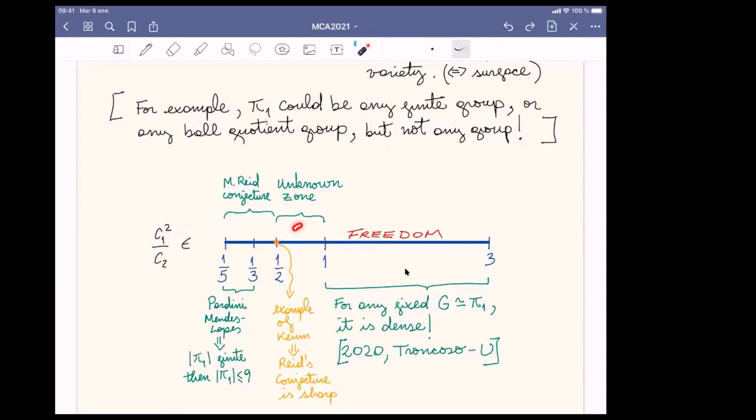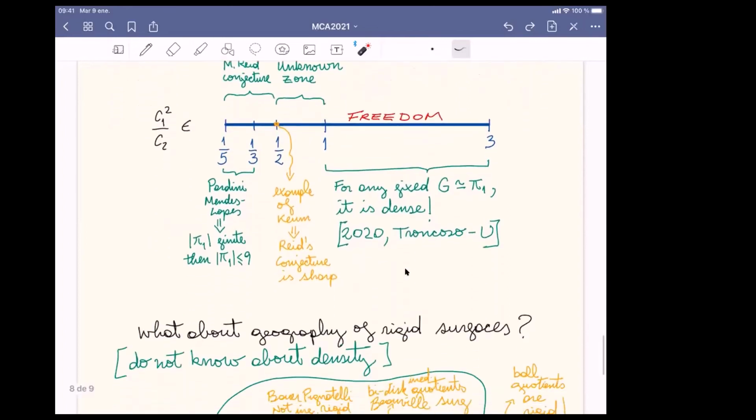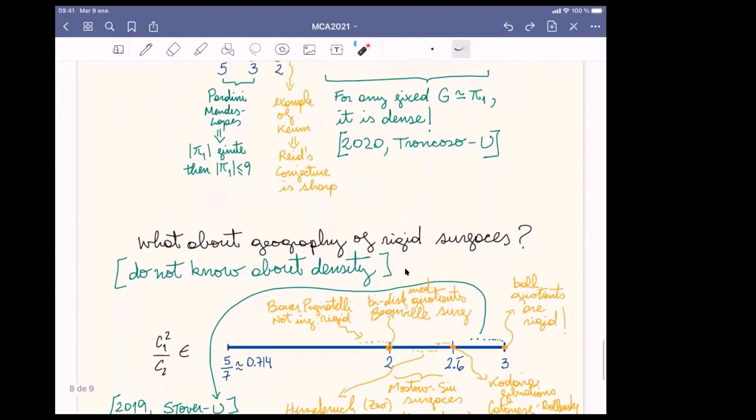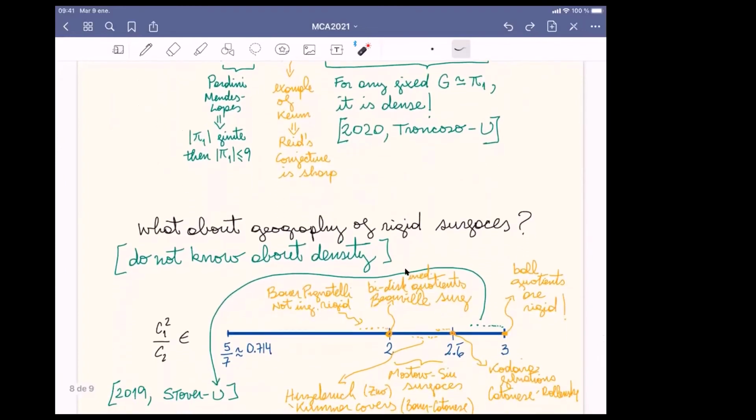And then we have this unknown zone, which we cannot explore, although we have a machinery to try to answer this question. We don't know how to go lower than 1. Okay, that is the... So what about geography of rigid surfaces?